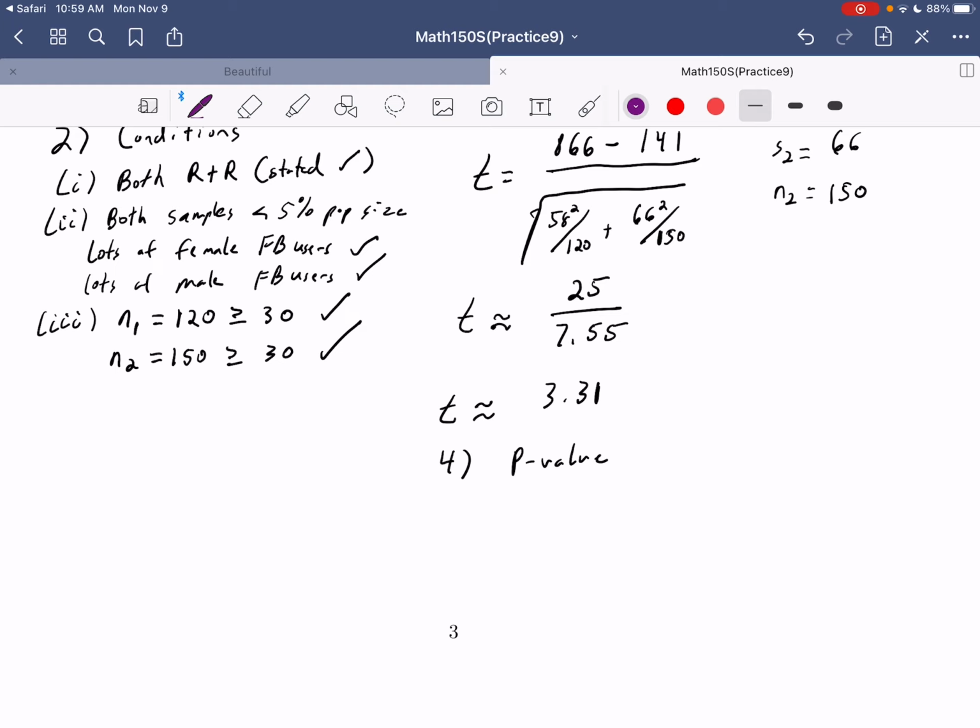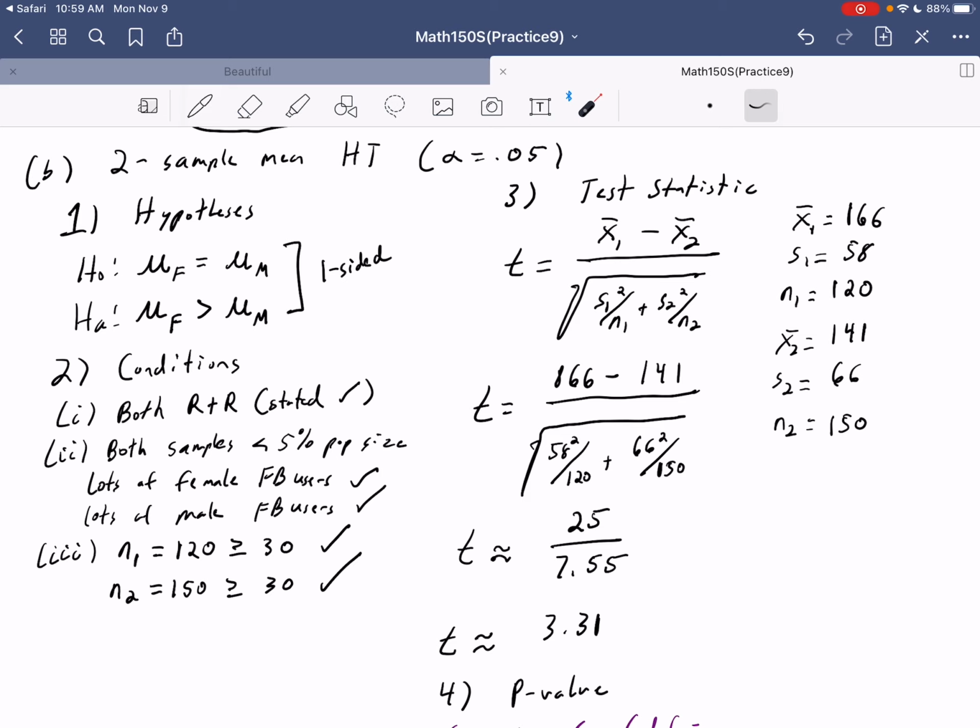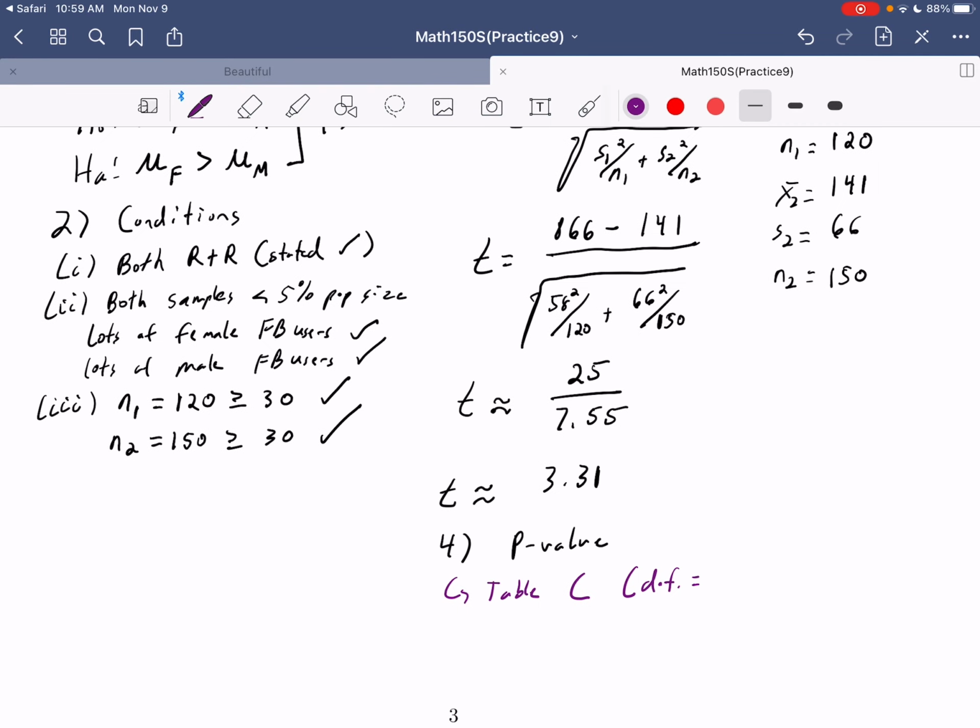So we'll do it in purple this time. To do that, we need to go on to table C, and we need to get our degrees of freedom. Now, degrees of freedom, usually n minus 1. We have to be careful here. We have two different n's. So which one are we going to use? Well, we always use the smaller one. So the degrees of freedom here is going to be 120 minus 1, which is 119. Now, 119 isn't going to show up on there, so we're going to end up having to use 100, which is the smaller. Remember, we always round down.